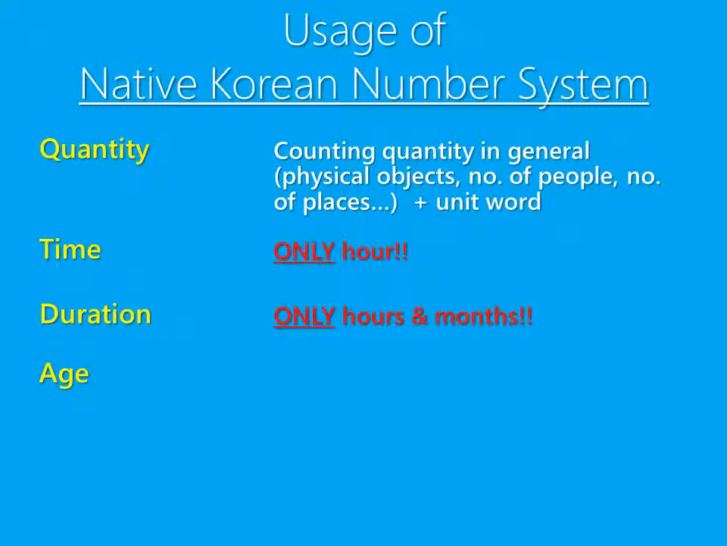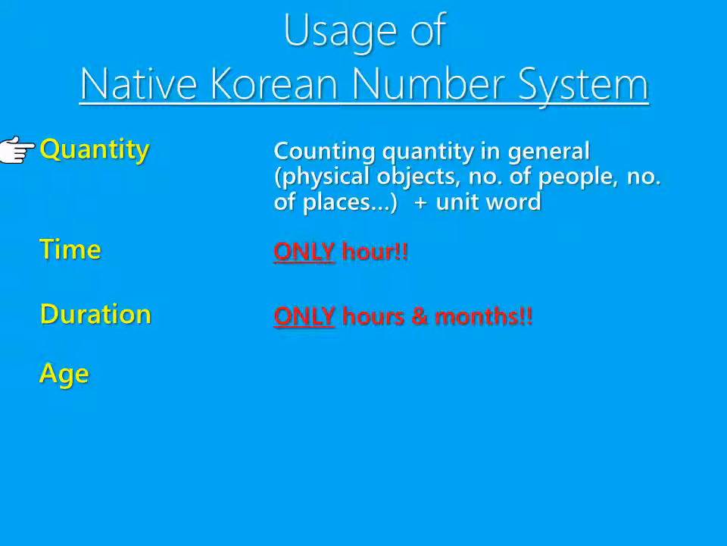Next, for usage of the native Korean number system, you only need to remember a few following situations. First of all, most of the time we will use this for counting things, such as counting physical objects: how many clothes, how many cosmetics, how many dishes of food do you need, number of people per table, number of places you visited, etc.